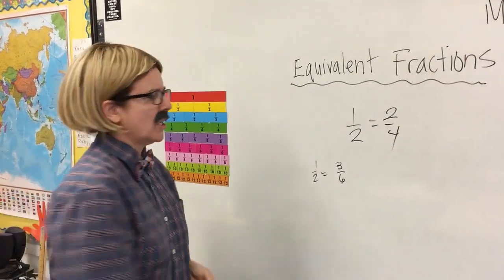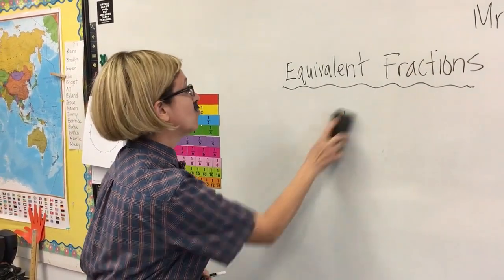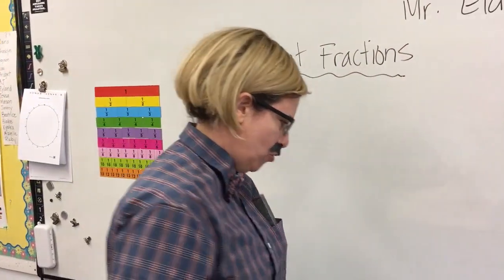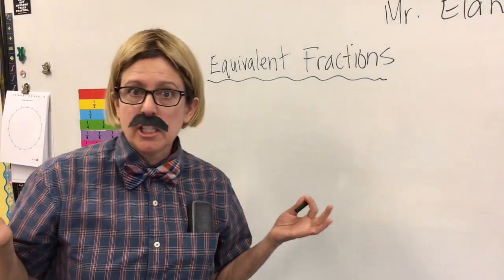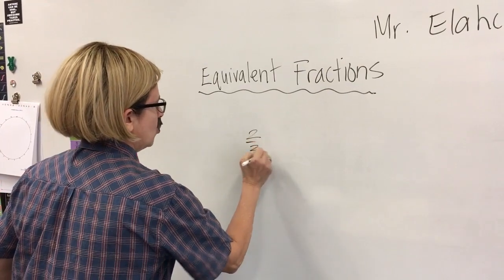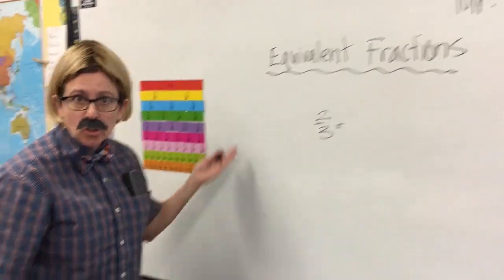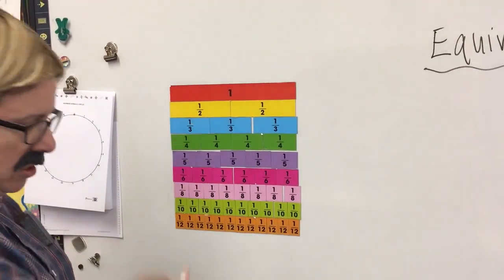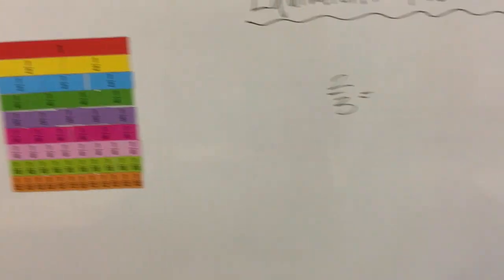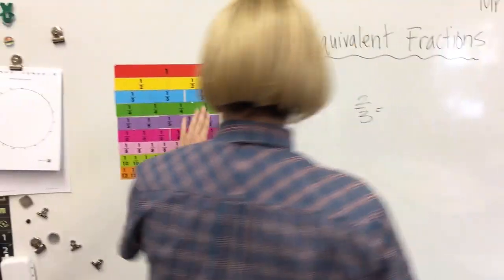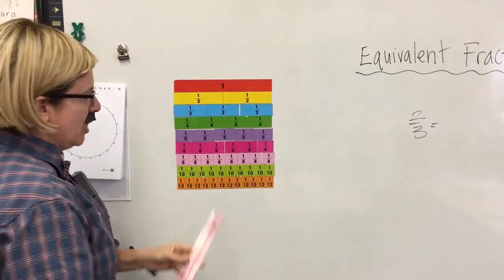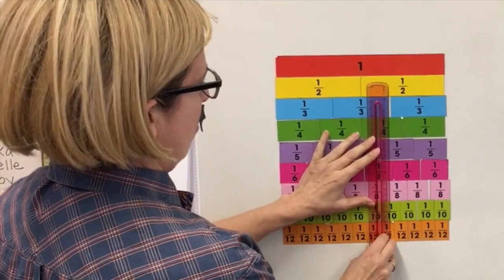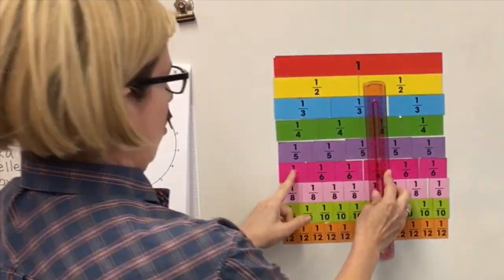Alright, moving forward. I want you to find something for me. I want you to see what is the same as 2/3. 2/3 is the same as what? But look over here. 2/3, that is right here. Where is my ruler? Okay. 2/3 goes this long, and here's where your handy dandy ruler comes in handy. I take my ruler down. 2/3 is the same as this.